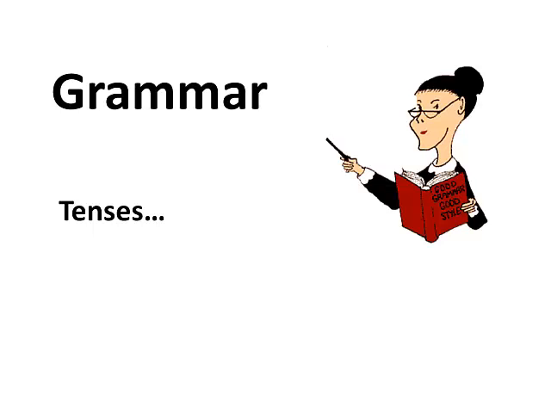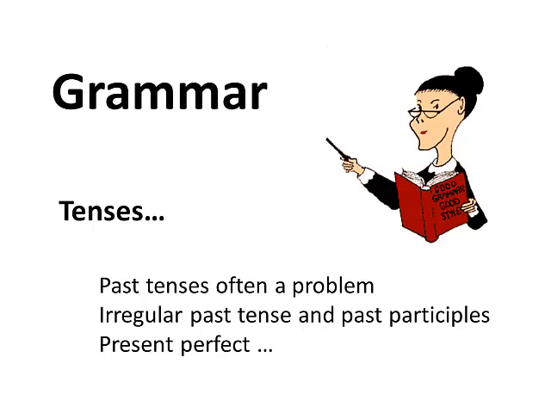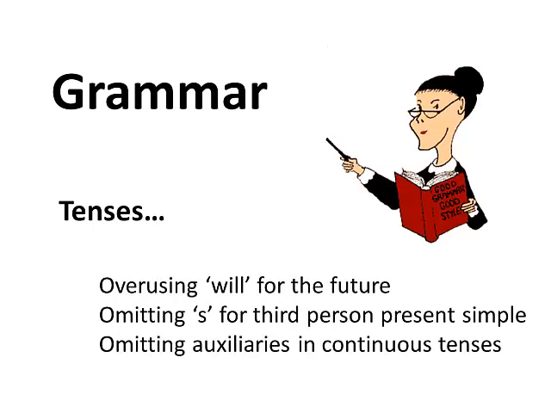Tenses. Clearly this is another major area where people can have difficulty. Past tenses are often a problem. Remembering irregular past tenses and past participles. The present perfect is a bit of a minefield for most people, so that's a problem. These are sort of things you might look out for.